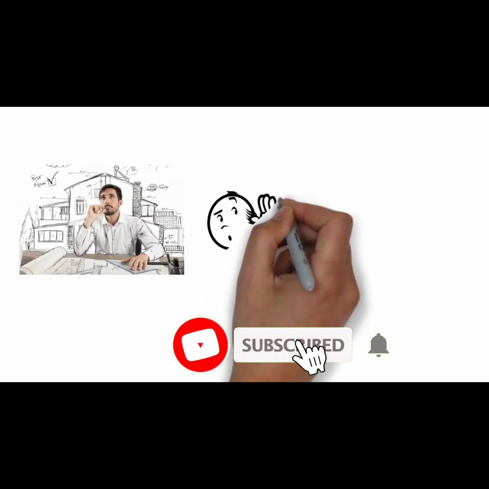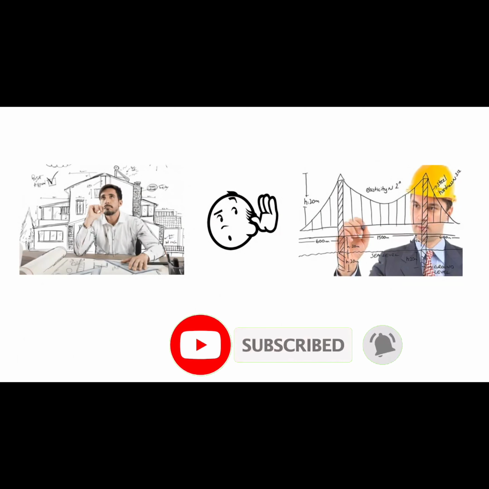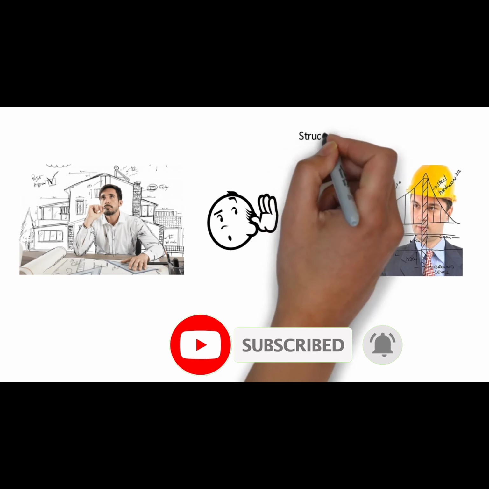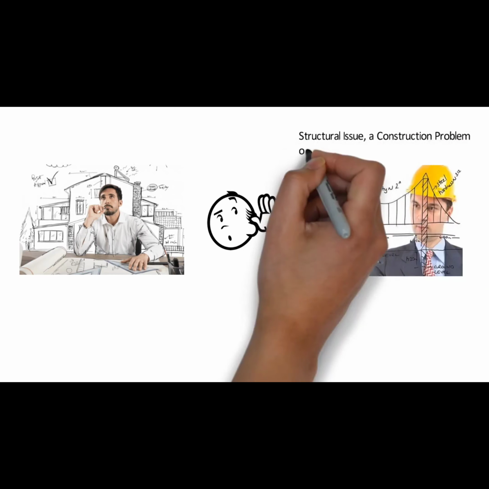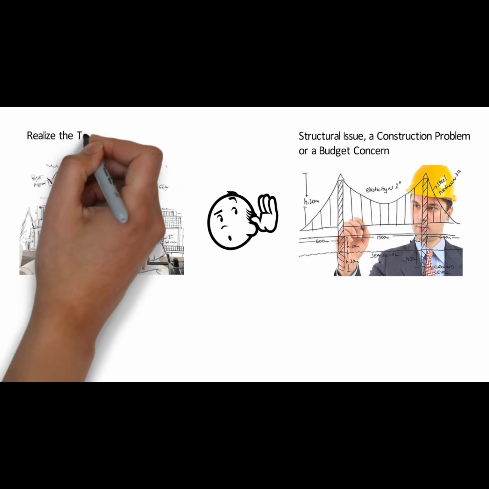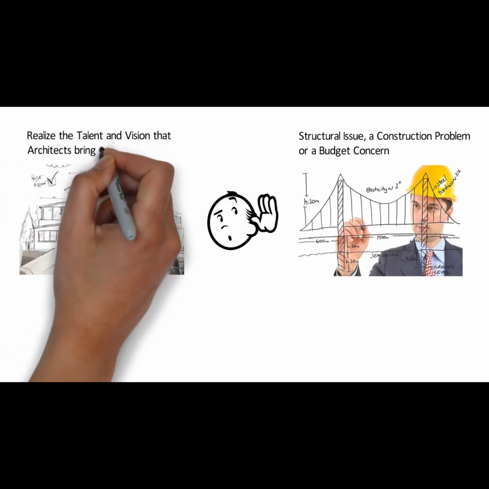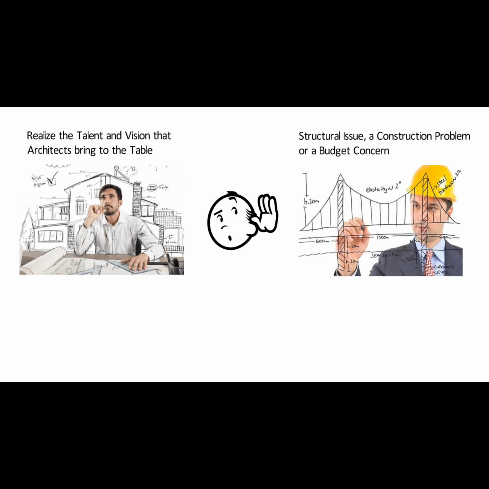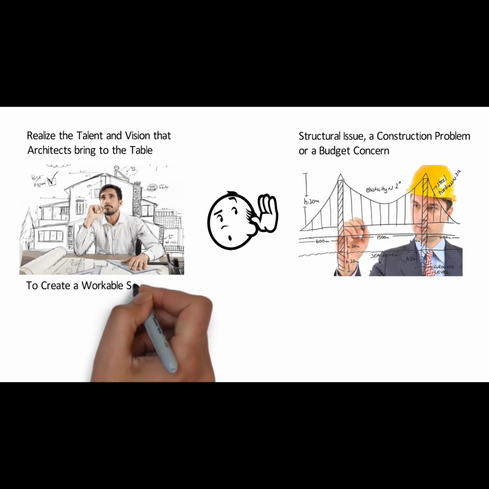Architects must listen when the structural engineer warns against something, whether it be a structural issue, a construction problem, or a budget concern. And yes, engineers need to realize the talent and vision that architects bring to the table and use the knowledge that they possess to create a workable solution.